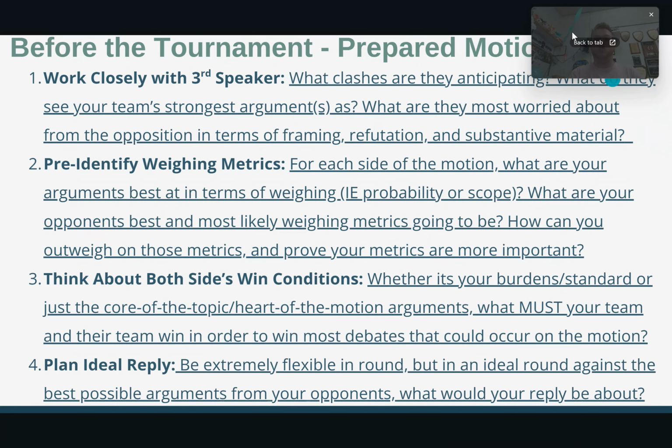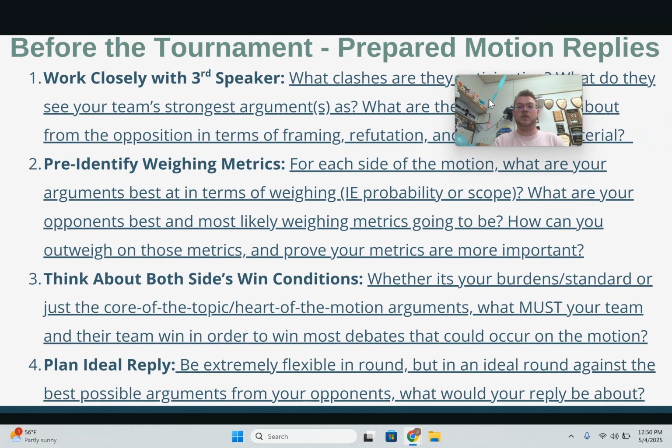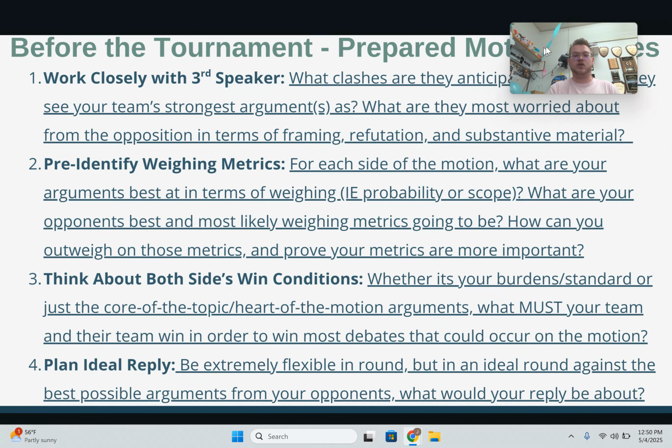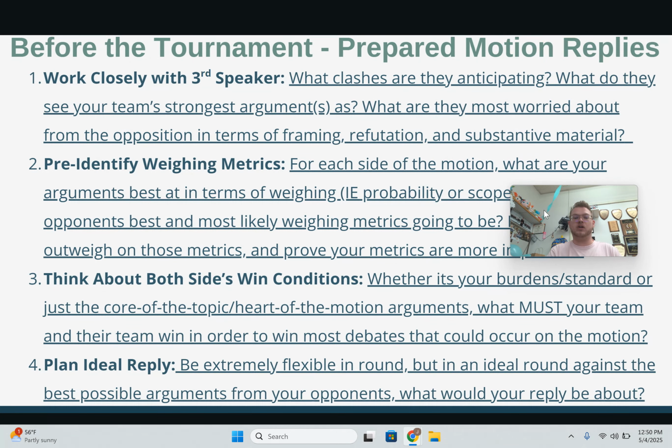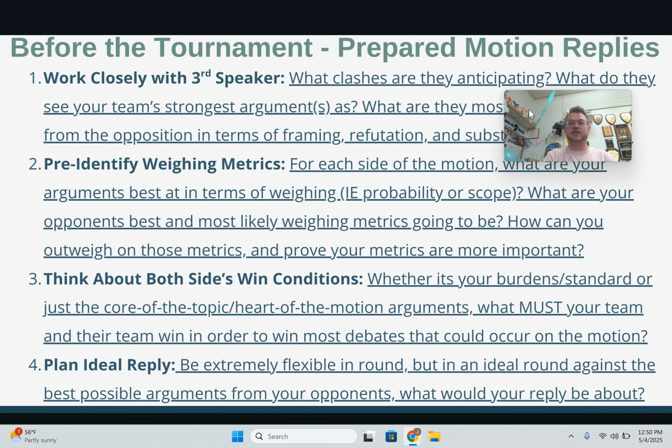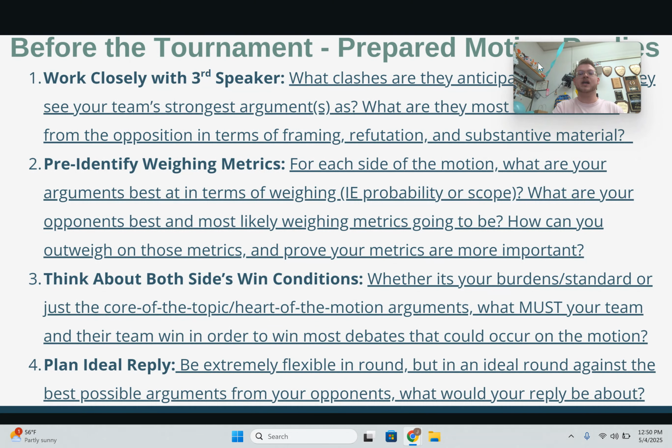So now let's talk about what you should be doing before the tournament on the prepared motions to get ready for your replies. Well, first of all, you need to work closely with your third speaker. What clashes are they seeing? What do they think your team's strongest arguments are? And what are they most worried about from the opposition? If you have those things in mind, just like the third speaker does, then you will be more on the same page and ready to give a reply.